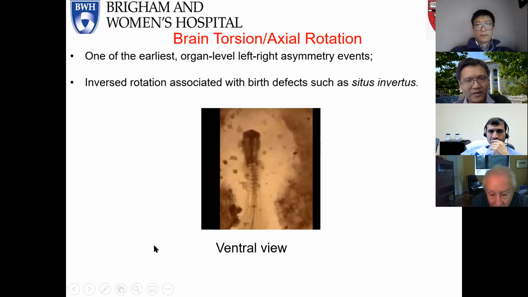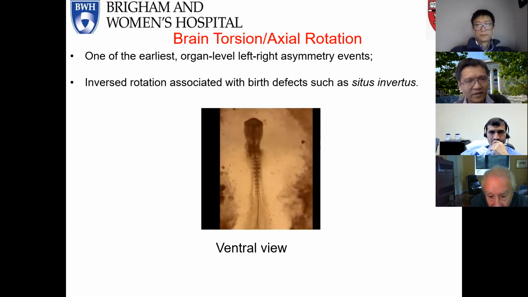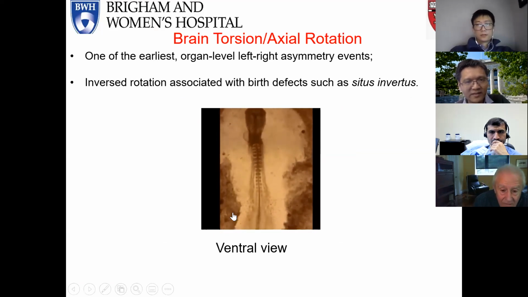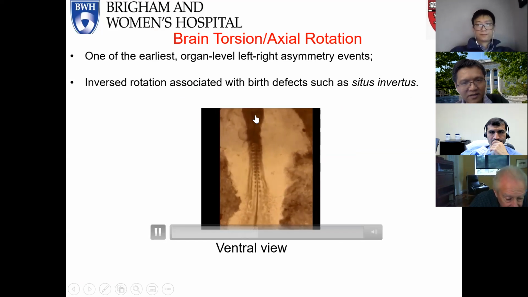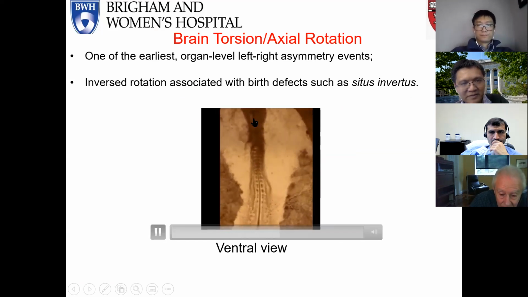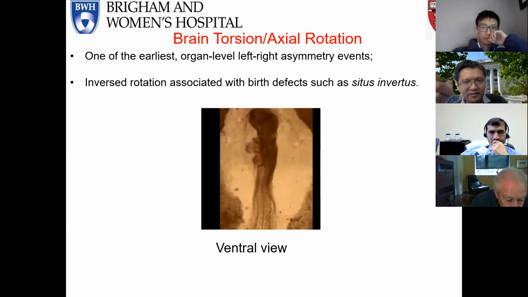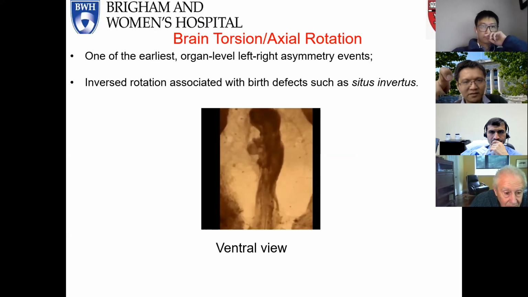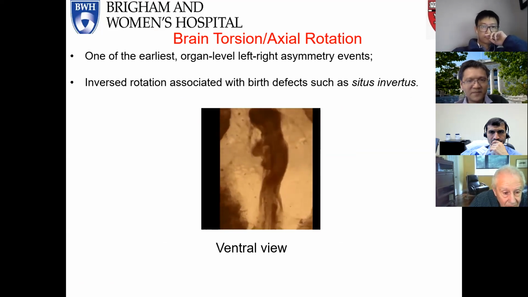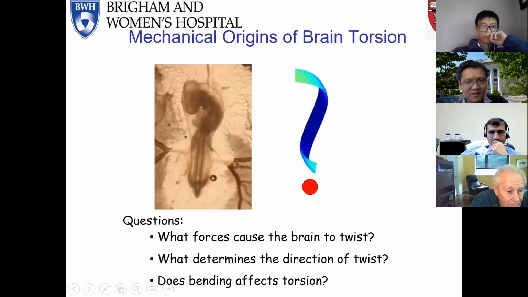So this is one of the earliest organ level left-right asymmetry events in development. So you can see that the heart is growing as well, and the brain initially was left-right symmetric, but at some point the symmetry was broken, and it starts to twist rightwards, until it forms almost a question mark. The question being, what are the forces that cause the brain to twist, and what determines the direction of twisting? Does bending affect torsion?